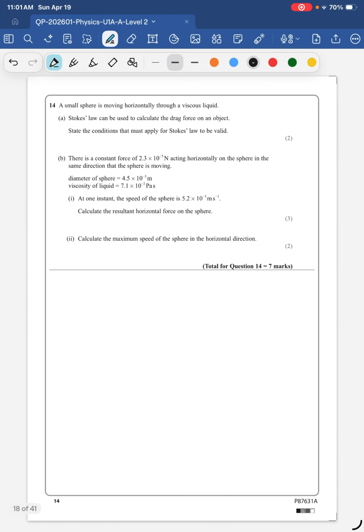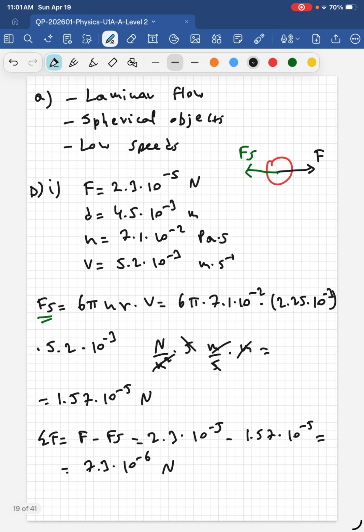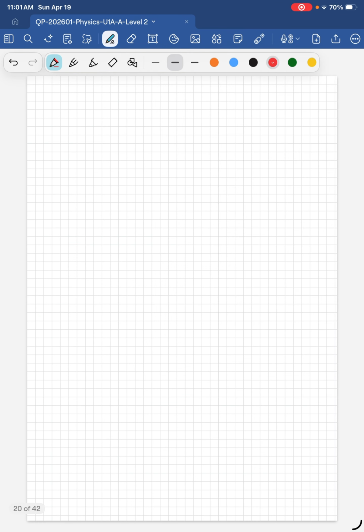Okay, part 2, calculate the maximum speed of the sphere in the horizontal direction. This takes a little bit of thinking, but the idea is that the maximum speed is the terminal velocity, which is going to be reached when sigma F is 0. In other words, this is going to be reached when the Stokes force equals this force F, which I boxed here in red. If this doesn't make sense, ask me in the comment section and I'm going to reply.